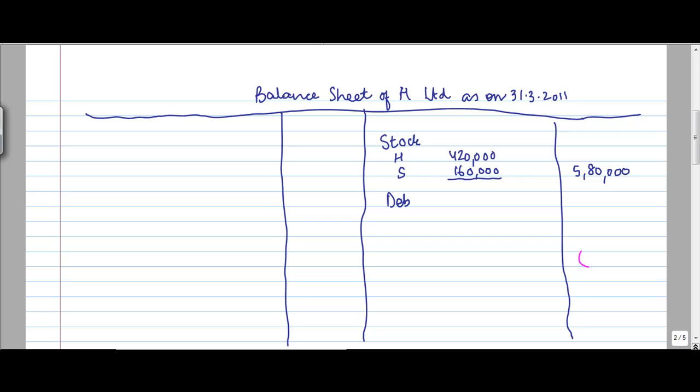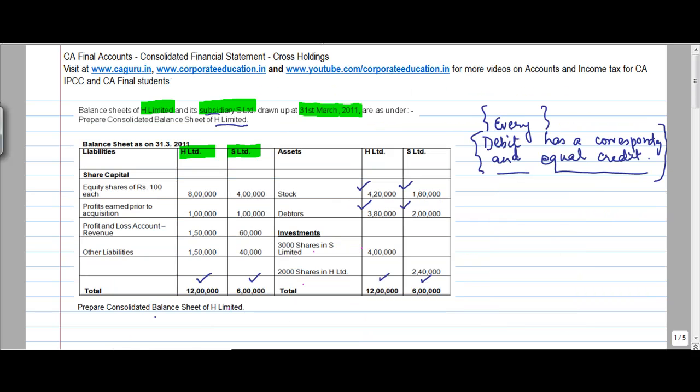So I write down debtors, 3,80,000 for H, 2 lakh for S. I do a sum of these two, I again get 5,80,000. Okay, I'm just moving out the easier one first and then we'll move on to the next one. Investments. Now this is where the crucial thing comes in, but we will take this once we are done with the smaller part of it.